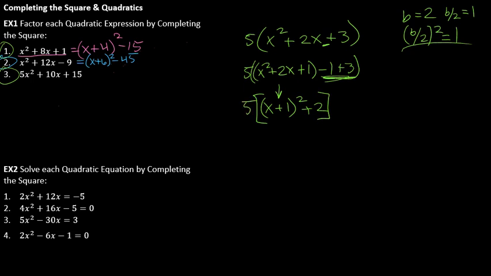Right? And we can go ahead and distribute the 5 in here if we would like. And that leaves us with 5 times x plus 1 all squared plus 2. Oops, not plus 2, plus 10, because we have to distribute the 5 into the 2. All right, you get the idea.